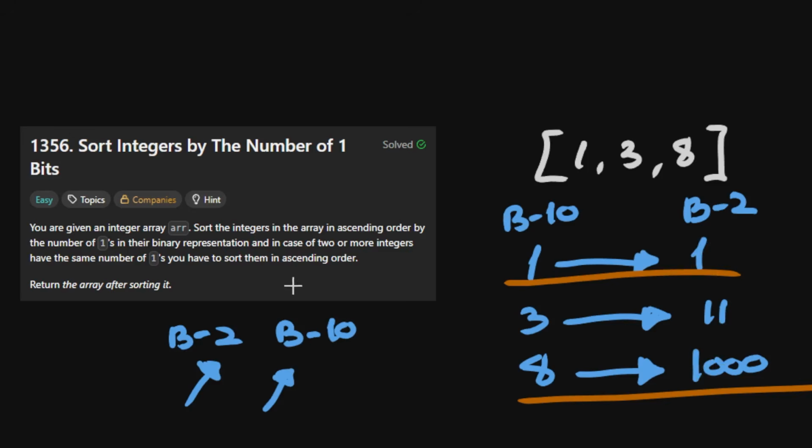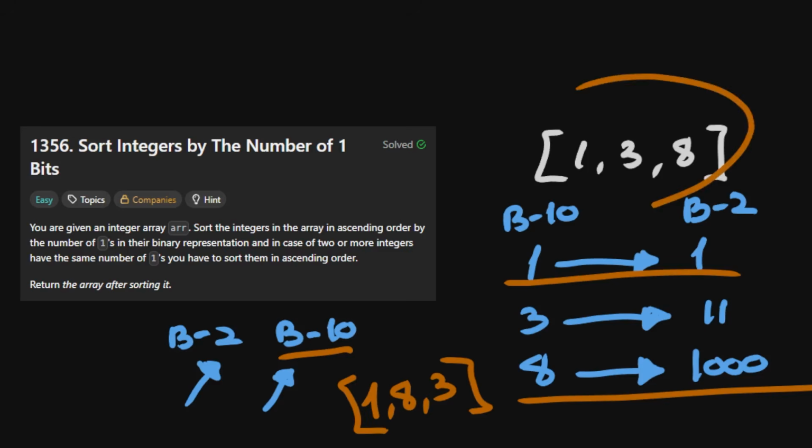So whenever we find a tie, we need to sort the numbers in ascending order also according to their base 10 representation. 1 is smaller than 8, so the correct order is first 1, then 8, and then we have the 3 with 2 set bits. So for this input, we return this array.